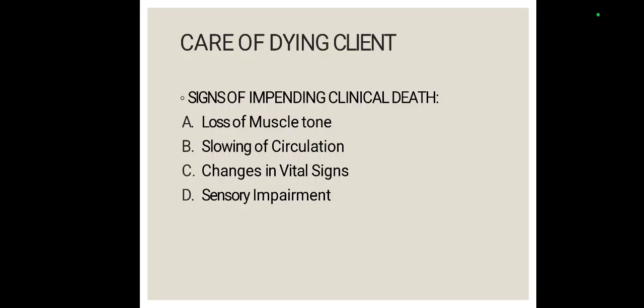So we have here different signs of impending death. Okay, so in caring for a dying client, you have to know what the different signs of impending clinical death are. First, there will be loss of muscle tone. This may indicate that death is approaching. There will be limited ROM. The muscle strength will become 3/5, 2/5, or 1/5. There will be slowing circulation. There will be changes in vital signs. And lastly, there will be sensory impairment.